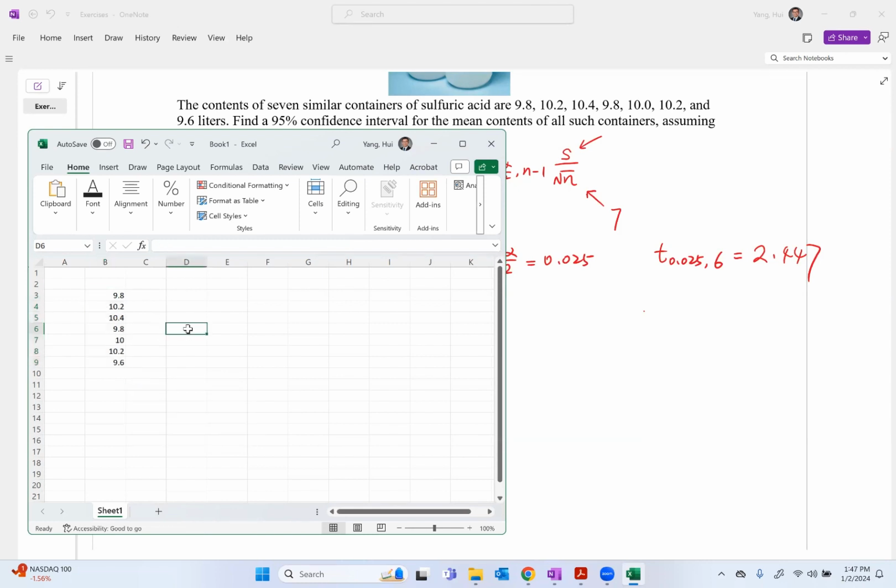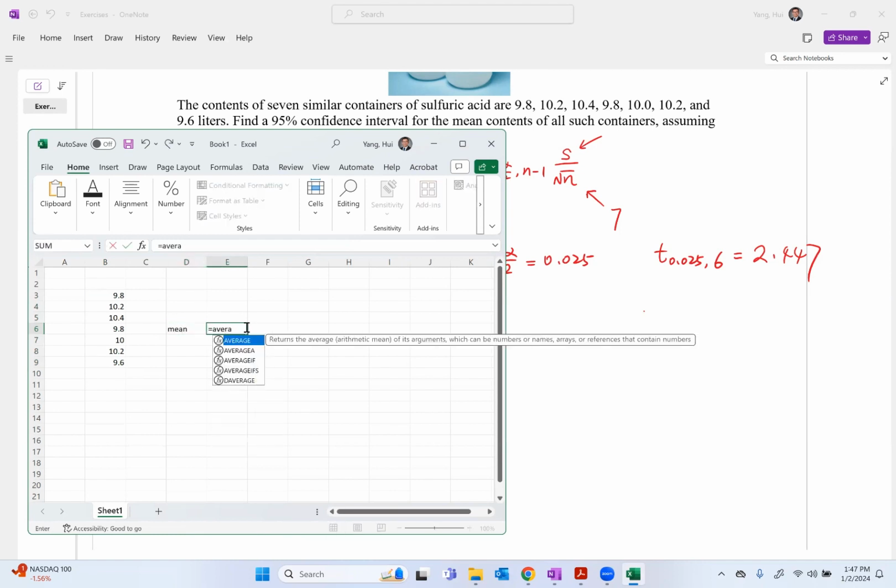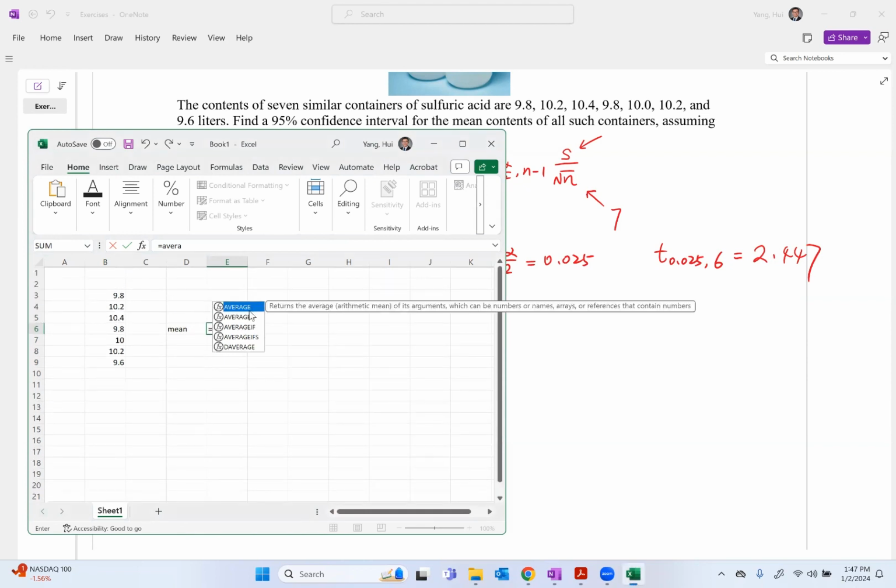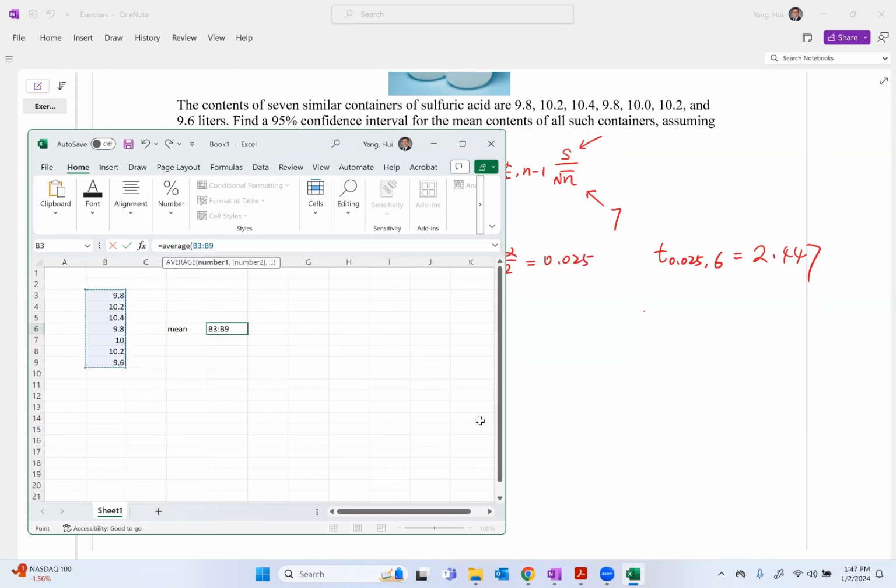Now let's find the mean. So this will equal average. Let's get this value. This will equal 10.0. So this is the sample mean, x bar.